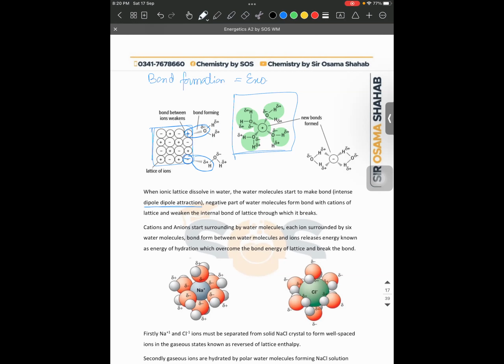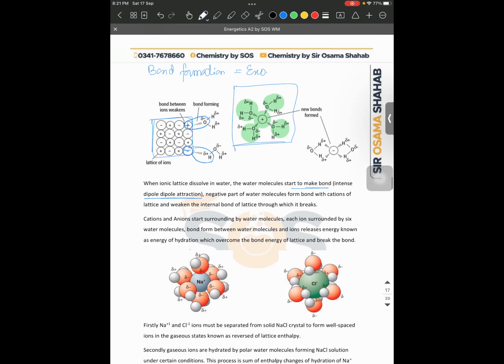You need to understand that when any ionic compound, ionic crystal or ionic lattice dissolves in water, the water molecules start making bonds, and these bonds are intense dipole-dipole attractions, right? Every negative ion of the ionic compound bonds with 6 water molecules, and every positive ion bonds with the negative ends of 6 water molecules. They produce energy, and this energy is known as energy of hydration. This energy of hydration overcomes the bond energy, or the electrostatic force of attraction, between the ions of the ionic compound. Is that clear?